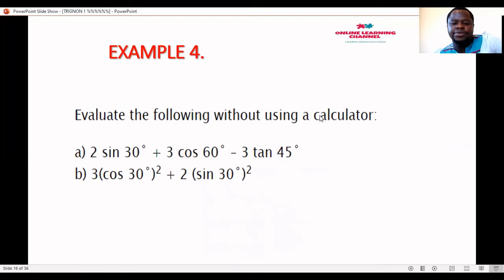Evaluate the following without the use of a calculator. So you're given 2 sin 30 plus 3 cos 60 minus 3 tan 45, and 3 into cos 30 squared plus 2 sin 30. So all these 30s, 60 and 45, are your special angles. You don't have to use a calculator when you get problems like this. You have to use all those diagrams we're drawing there.